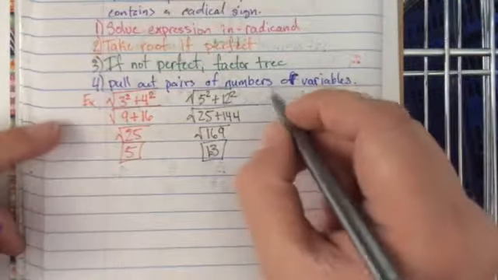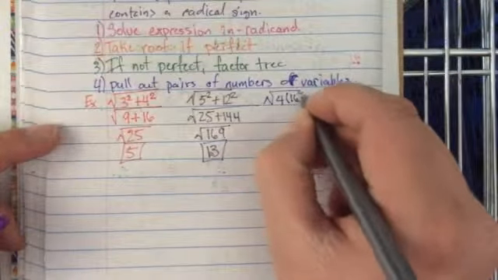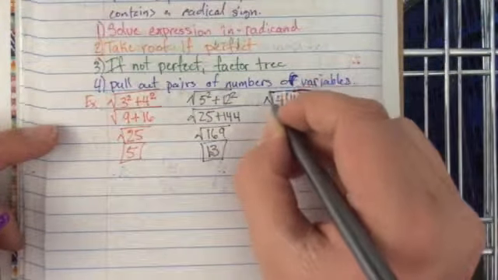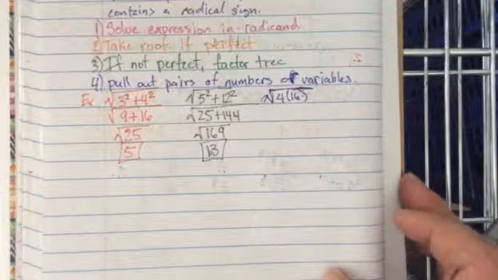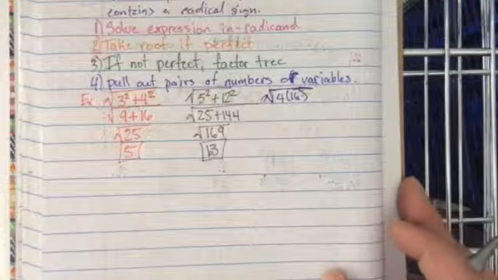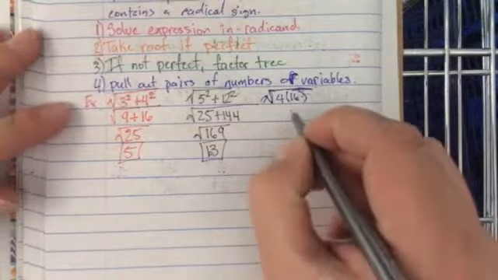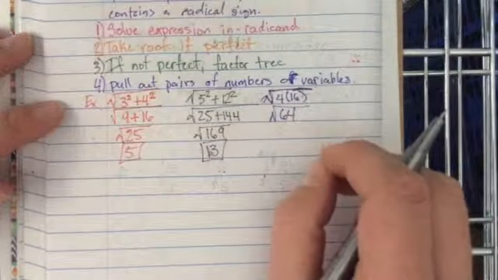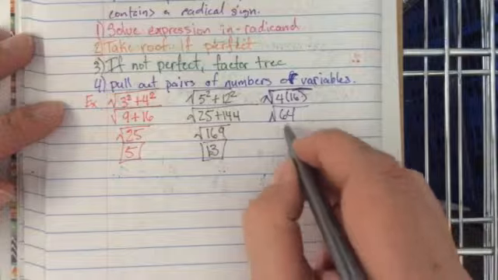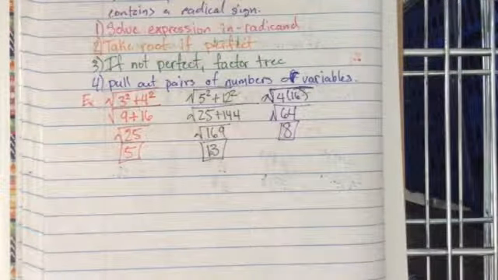Let's say we had the square root of 4 times 16. What is 4 times 16? 64. Is 64 perfect? Yes. What is it? 8. 64 is 8 times 8, so the square root of 64 is 8.